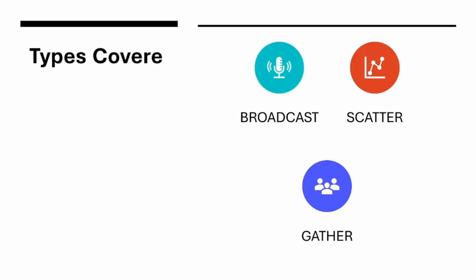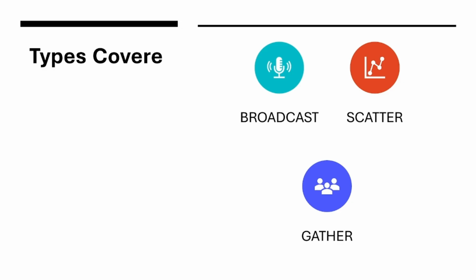Let us see here the types of communications. In MPI collective communication, several operations exist, but this session focuses on three fundamental and widely used operations that perform the basis of data exchange in parallel programs.